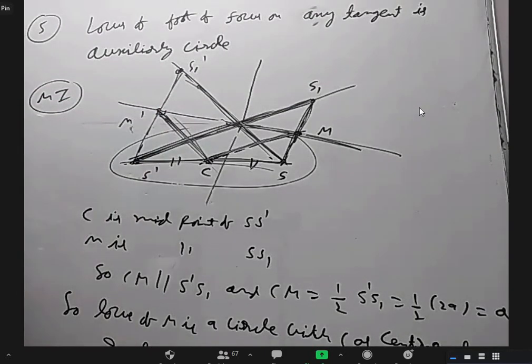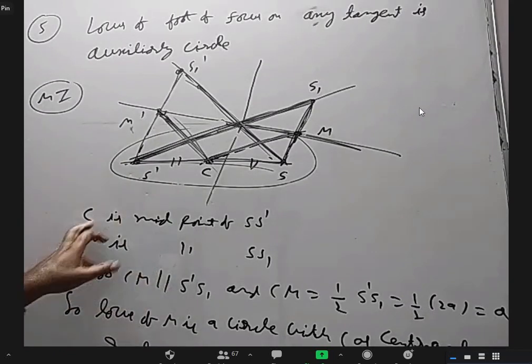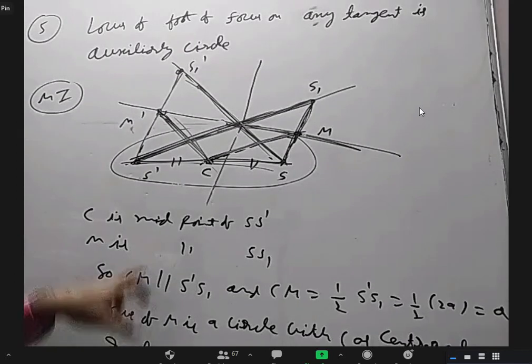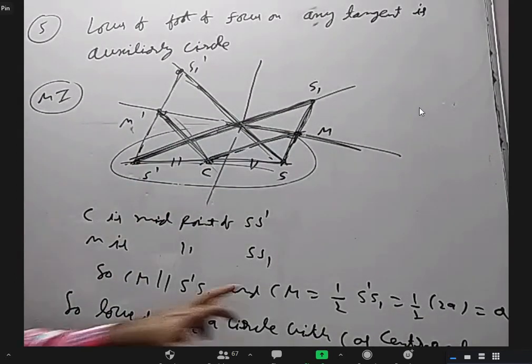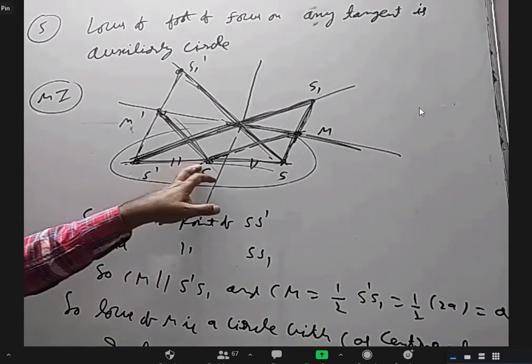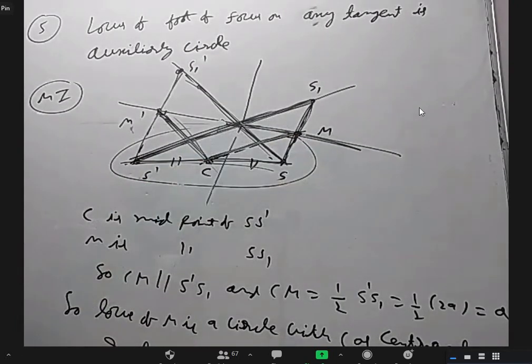This is the figure that you can draw. And I even explained: C is the midpoint of SS dash, M is the midpoint of SS1. So CM is parallel to S dash S1 and half of that, and this is 2a. So this is a fixed point, this is a variable point, this distance is a. So the locus of that is a circle.